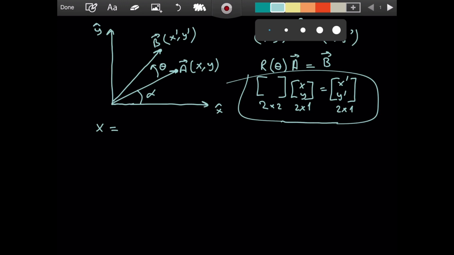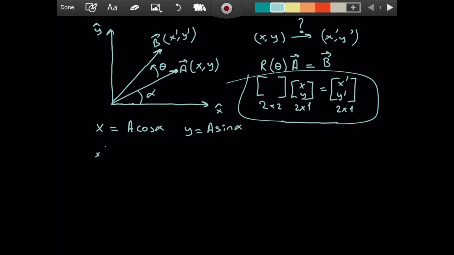X is going to be the magnitude of A. So let's call it A, okay? Without the arrow on top, that is the magnitude. It is A cosine of alpha. What is Y? It is A sine of alpha. What is x prime? It is magnitude of B times cosine of theta, right? No, it is not that. What is it? It is alpha plus theta. This is the angle for beta, for B. That is the angle, that is alpha plus theta.